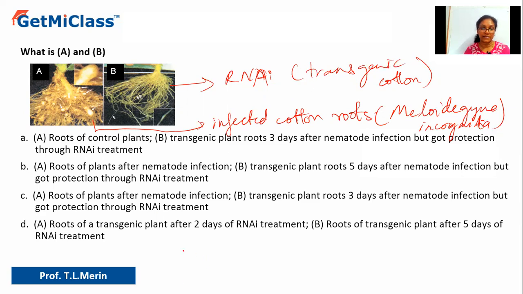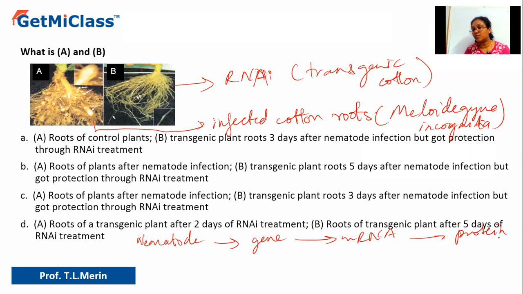So let me explain like this. Usually the nematode I'm talking about, the pest, causes disease in the cotton plant, like in this particular example. So how does it cause disease? It has a gene for a particular toxic protein. The gene will code for mRNA, and the mRNA will give rise to protein. And this protein is the toxic protein, and this will cause the disease. That is what is happening here in the first case.